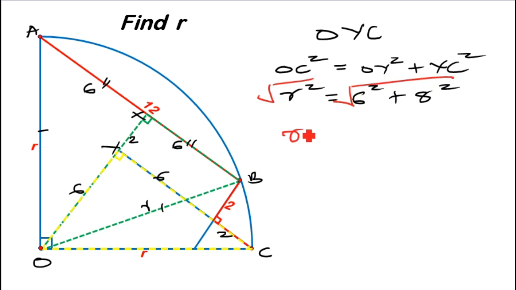Now if you do that, you end up with R is equal to the square root of 100. 6 squared is 36, 8 squared is 64, and 36 plus 64 is 100. So root 100 is 10. Ladies and gentlemen, that is the simplest trick to solve this geometry problem. You can as well use congruence and other heavier calculation to do the same, and you should be able to get R equal to 10.